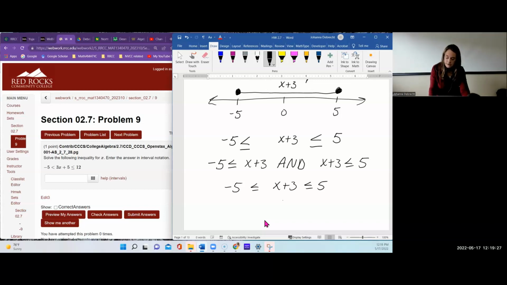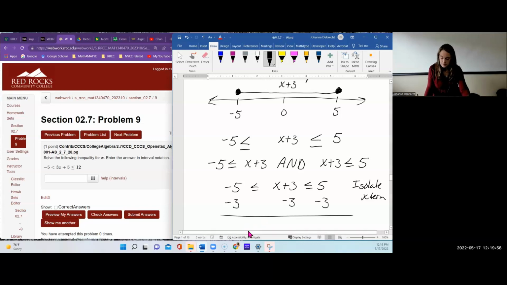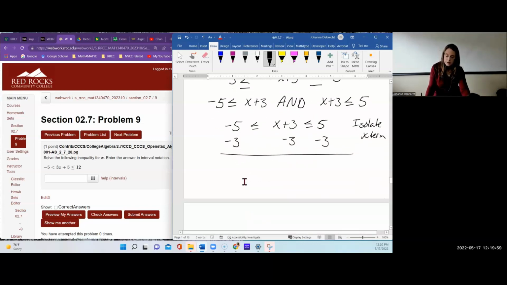In order to do that, I have to move the 3 by subtracting the 3. I'm trying to isolate the x term. Now, if I subtract 3 and I've got 3 parts, it's kind of hard to show with only 2 hands, but I have 3 parts. I have to do the same thing to all 3 parts to keep the solution the same. That means I subtract 3 from the left and I subtract 3 from the right. Since I'm doing the same thing to all three parts, this leads to -8 less than equal to x less than equal to 2. Now, how do I interpret this solution?